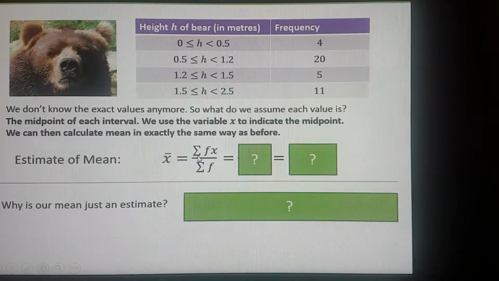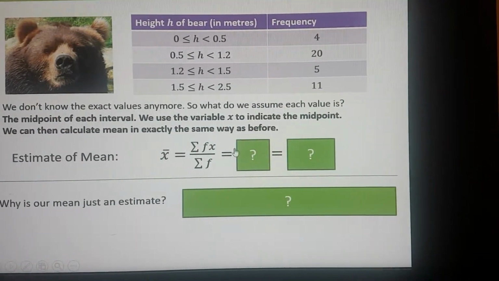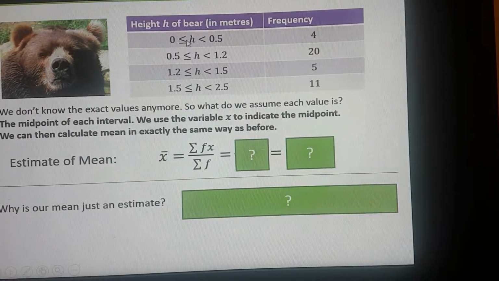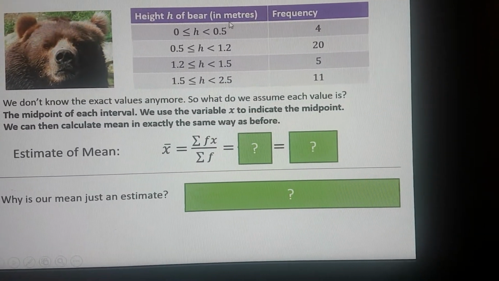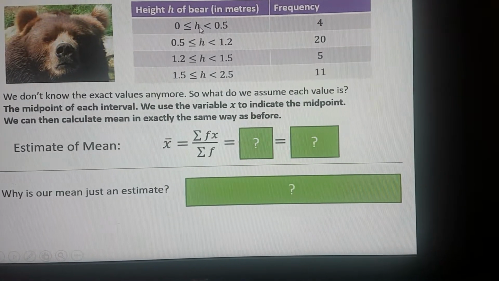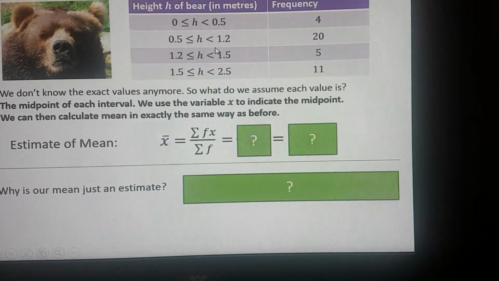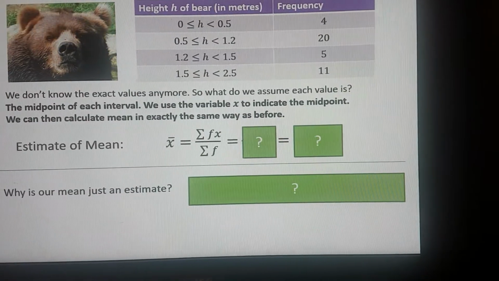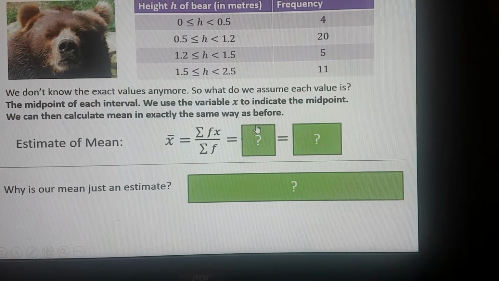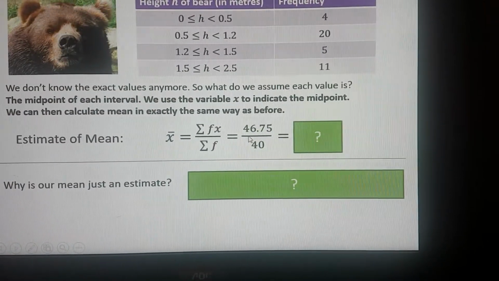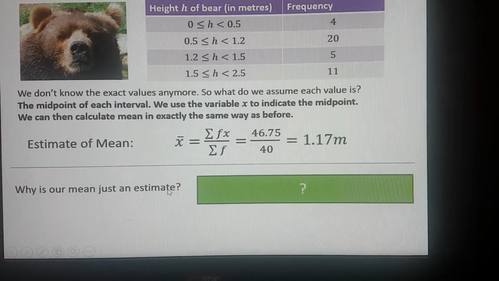So the notation is sigma fx divided by sigma f, and this you get in the calculator. Obviously in the calculator you cannot put the intervals, you just take the midpoint. We know how to find the midpoint, so you can add them and divide by 2. For example, 1.2 add 0.5, which is 1.7, and you divide by 2, which is 0.85, which is the midpoint, and all the others the same. So that's the value that you get using a calculator, and that's the mean.